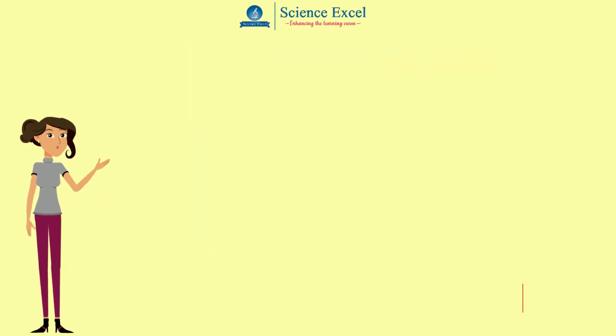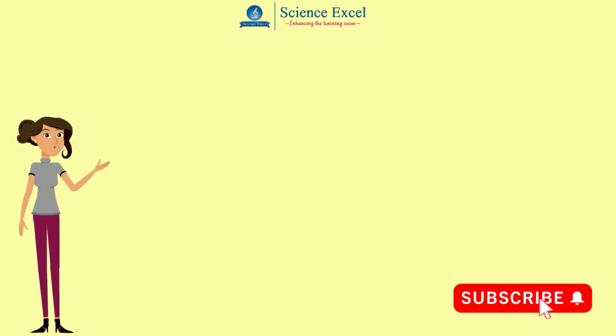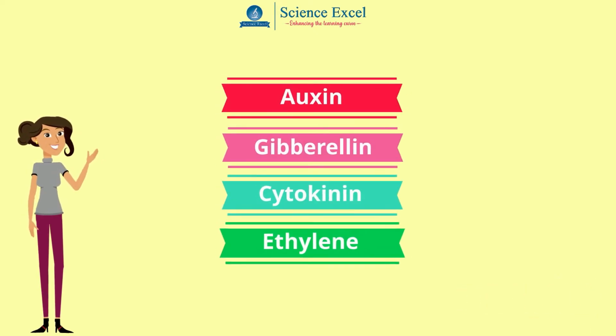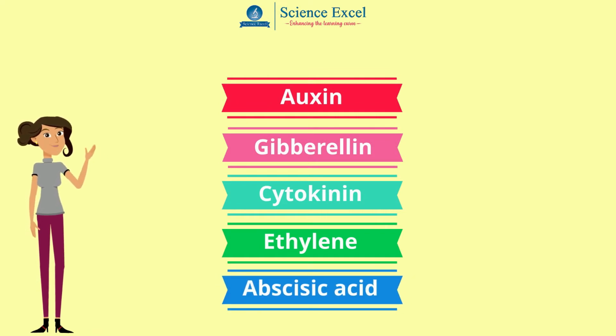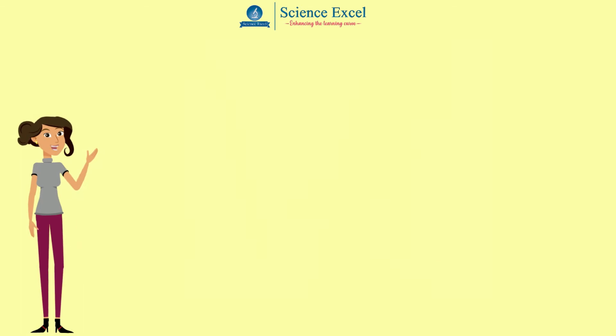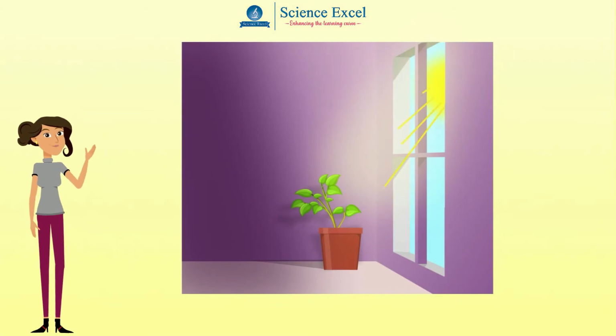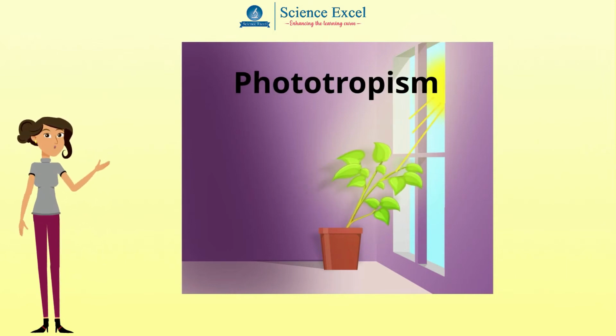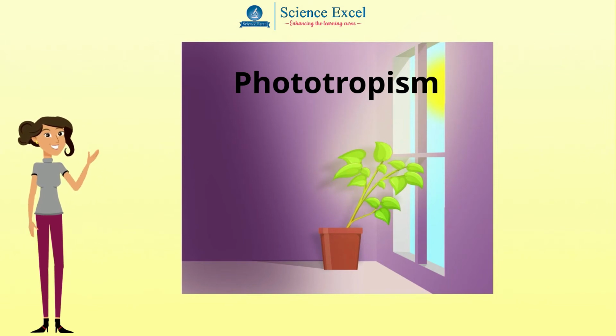There are 5 major types of plant hormones: auxin, gibberellin, cytokinin, ethylene and abscisic acid. These hormones can work together or independently to influence plant growth. Have you ever wondered how a plant bends towards sunlight? Yes, you're right if you said due to phototropism. This concept was dealt with in our previous tutorial.